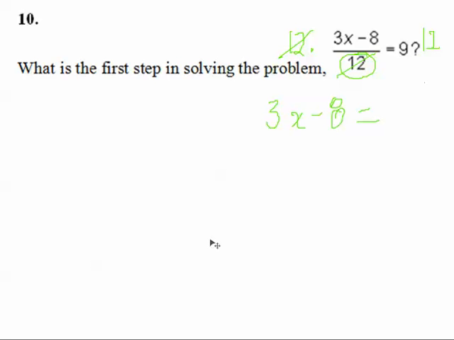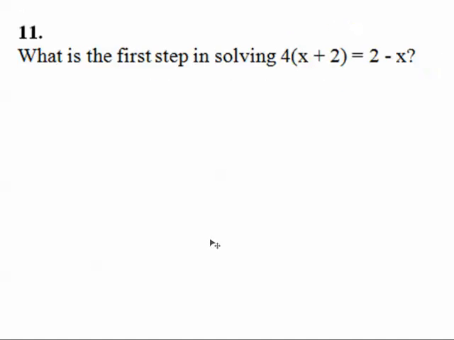9 times 12 is 108, and I think you can see that you'd much rather solve 3x minus 8 equals 108 than you would this big fraction thing up here. So the answer is multiply by the denominator to get that denominator to go away.